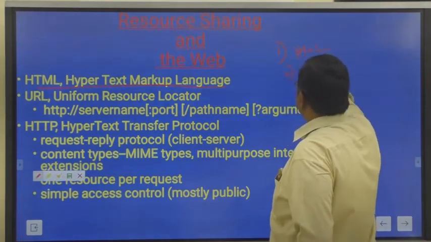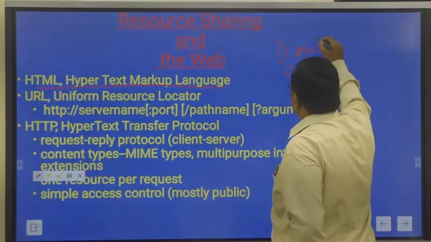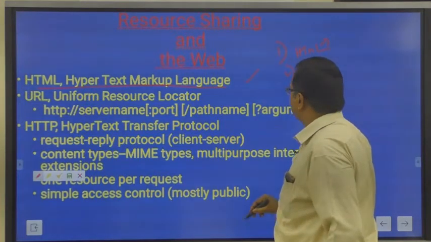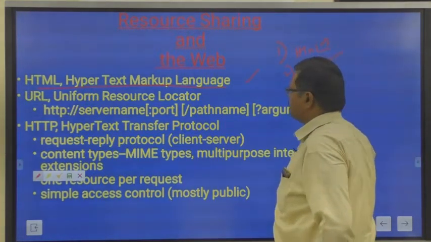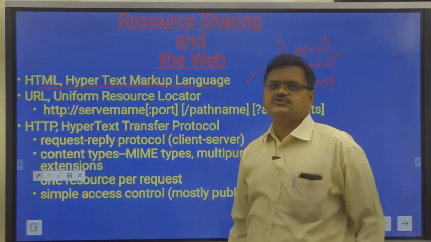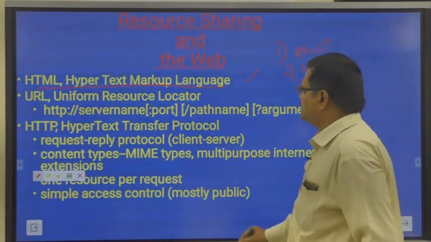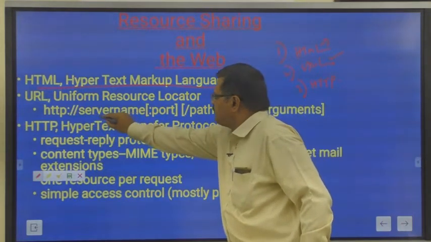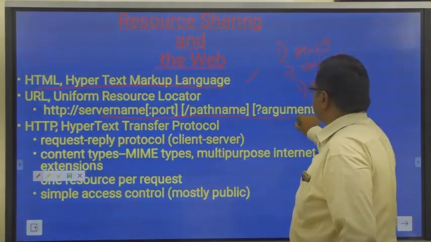Okay, so what is HTML? HTML is nothing but the hypertext markup language. So it's a programming language. And URL is nothing but the uniform resource locator. An example is HTTP: server name, port, path, arguments.